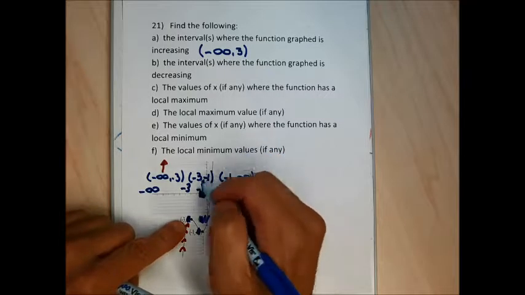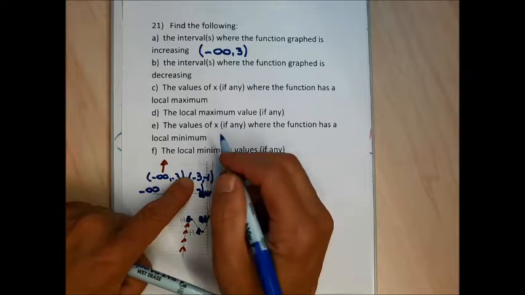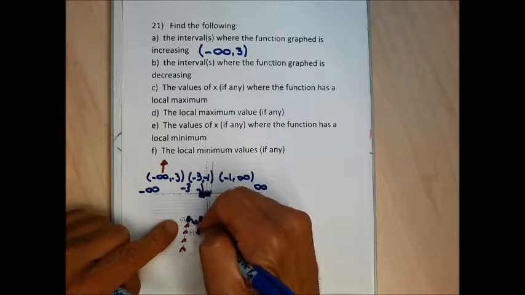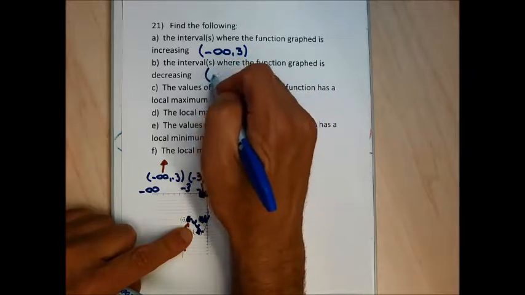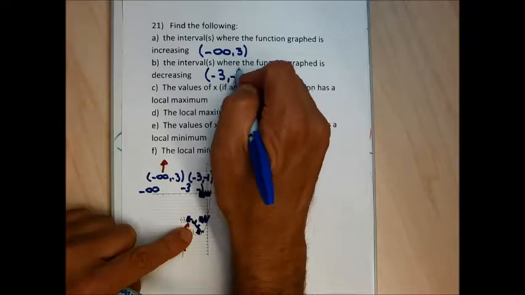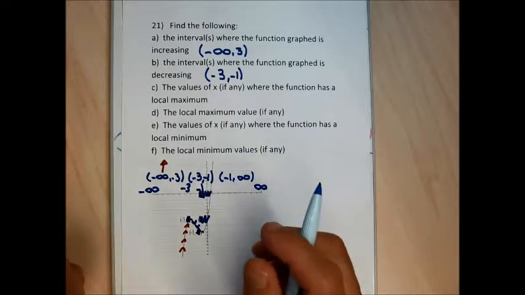In the next interval, that corresponds to -3 to -1, the graph as I move from left to right is going down. And in that interval, the graph is decreasing as I move from left to right because it's getting lower as I move from left to right, and that implies decreasing.